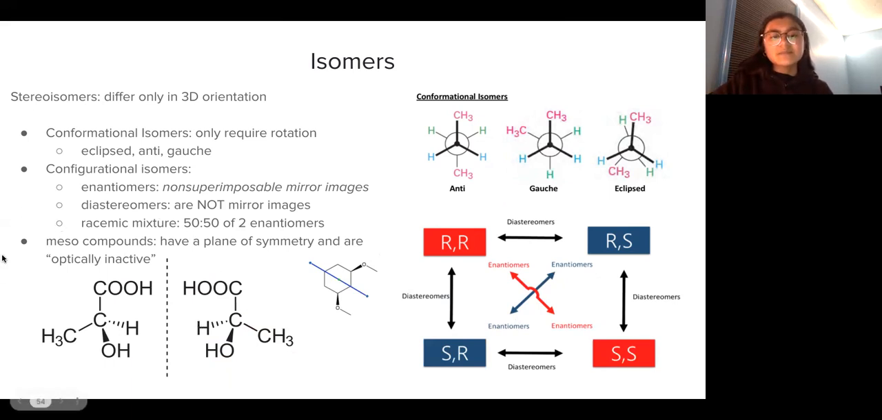So that's also a way of identifying what type of isomers two compounds are. A racemic mixture will be a 50-50 ratio, 50% of each of two enantiomers. And then meso compounds will have a plane of symmetry and they will be, quote, optically inactive. So if you're shown a set of compounds and you need to identify the one that isn't optically active, then you could find the meso compound. An example of that is here because there's a plane of symmetry going through this molecule. So this is a meso compound.